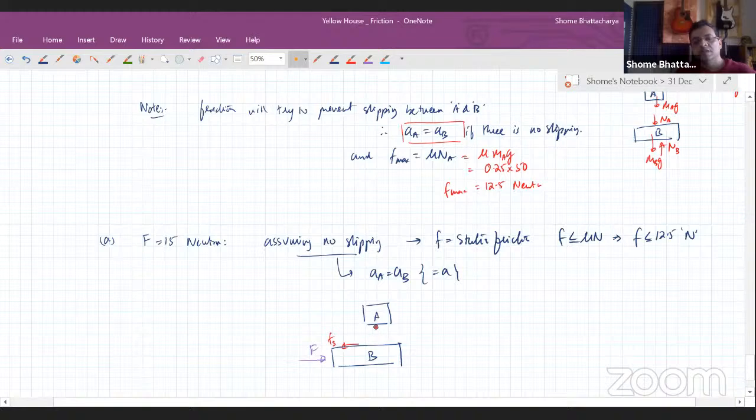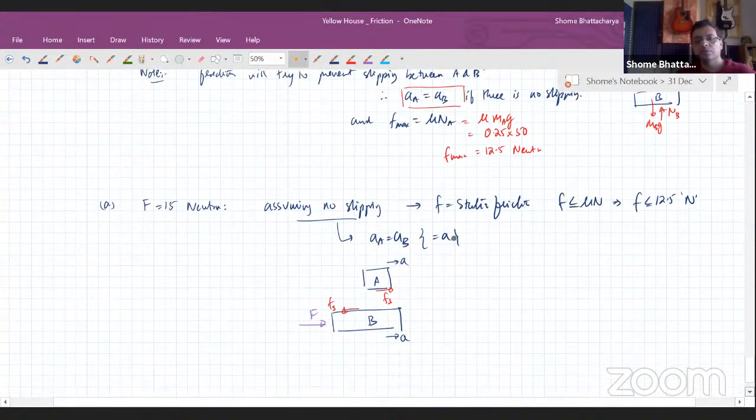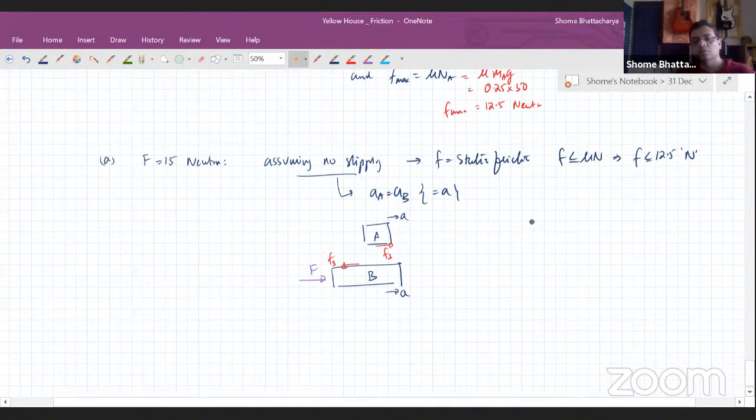Okay, so this should be static friction, this should be static friction, and they should have the common magnitude of acceleration, A. So both the blocks should be moving with an acceleration A, in the ground frame, okay?